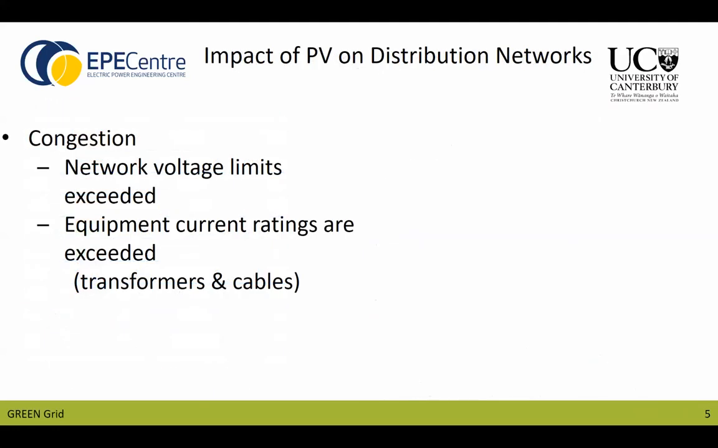So what is the impact on distribution networks? Now, we described it in terms of congestion. If you have a lot of PV localised on a network, we can get issues such as network voltage limits being exceeded, which can have issues for your energy security. Another issue we can have is equipment ratings can be exceeded, both for transformers and cables. And what is often talked about is this reverse power flow.